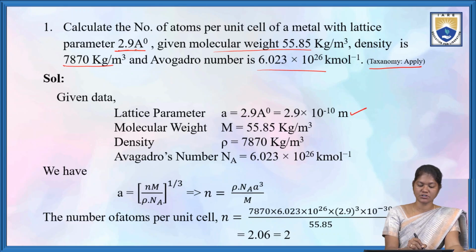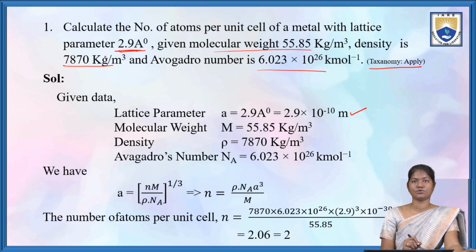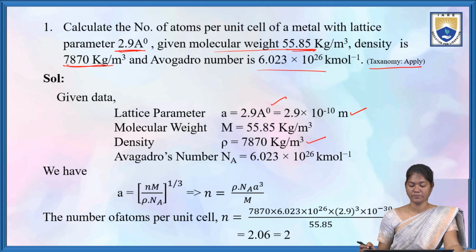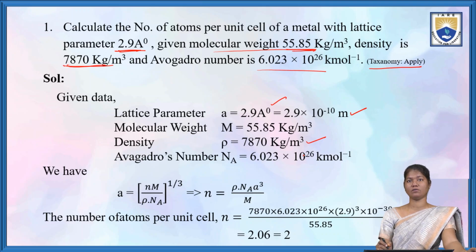So the lattice parameter A is equal to 2.9 angstroms. Converted into meters, 2.9 into 10 power minus 10 meters. And then molecular weight 55.85 kilogram per meter cube. Density rho is equal to 7,870 kilogram per meter cube. And Avogadro number, which is denoted with Na, is equal to 6.023 into 10 power 26 kilo per mole.